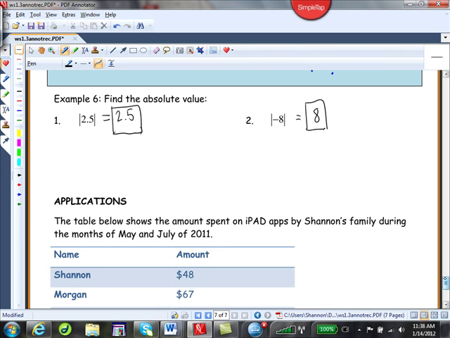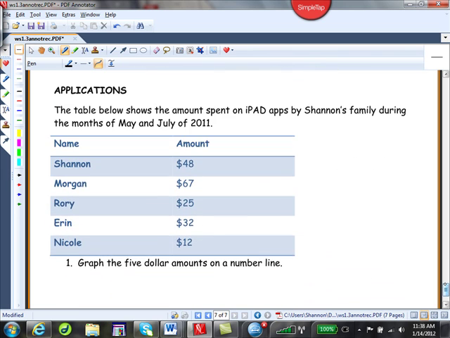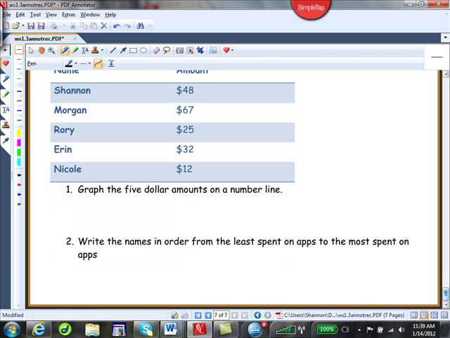All right, so here's an application. The table below shows the amount spent on iPad apps by Shannon's family during the months of May and July of 2011. So Shannon spent $48, Morgan spent $67, Rory spent $25, Aaron spent $32, and Nicole spent $12. So let's make a number line and we'll graph the dollar amounts on a number line.